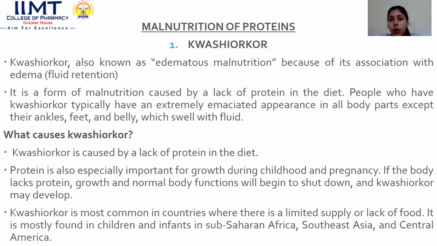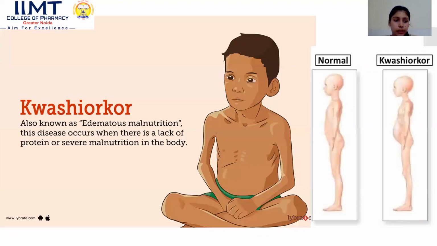So now, what are the problems that arise in malnutrition of proteins? There are 2 diseases which are very dangerous. First is kwashiorkor, also known as edematous malnutrition because of its association with edema. There will be swelling in the liver, right? So it will be shown in the example right here.